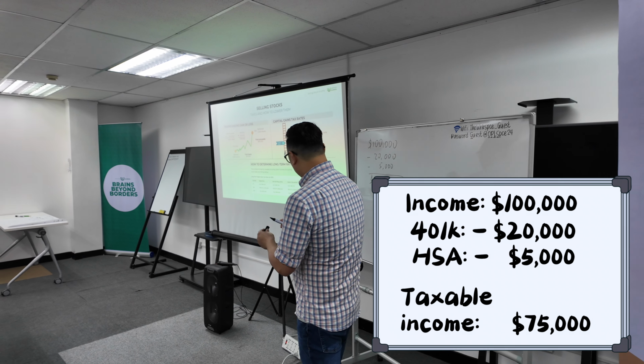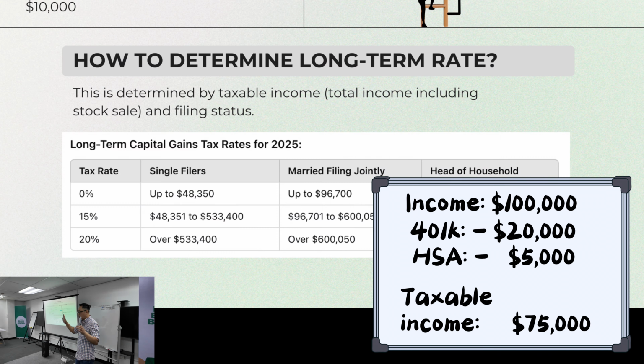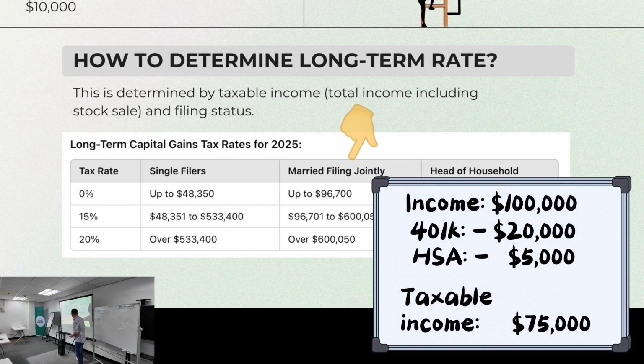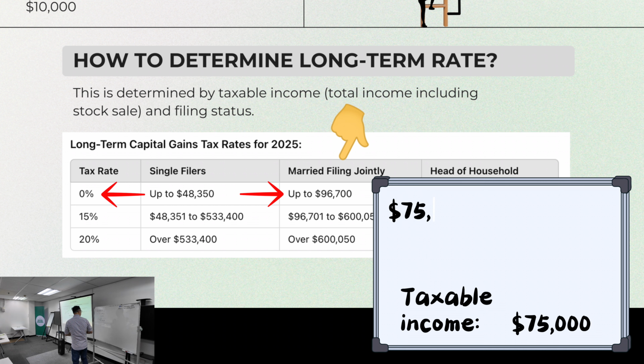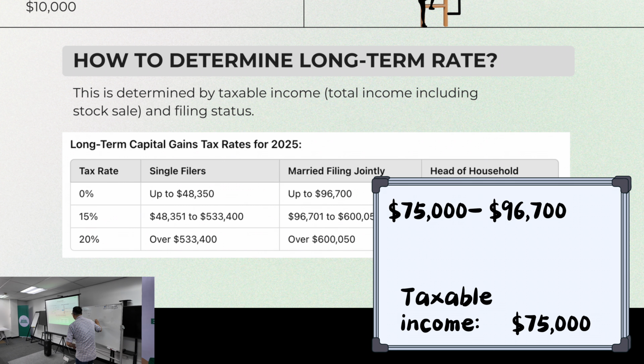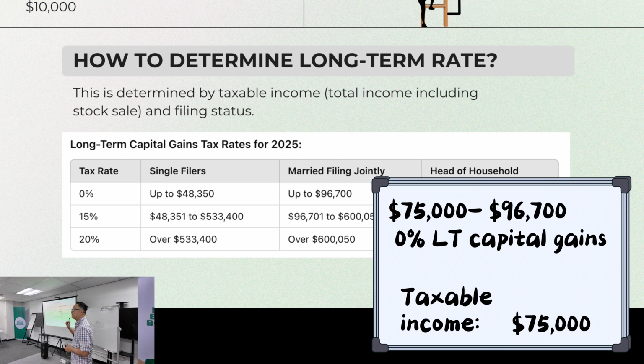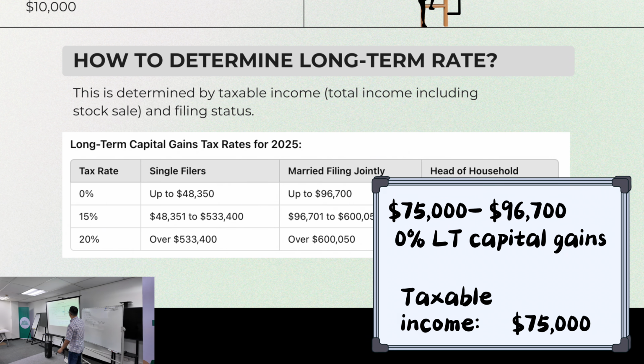Okay, so looking at this, assuming the wife is a student, if we look at married filing joint, $75,000 is right here, right? 0%. Meaning between $75,000 and $96,700, this is going to be 0% capital gains. So technically he could sell, what's the difference here? $21,000, right? He could sell up to $21,000 in stock gains and pay 0% on it. That's the benefit of having long-term capital gains.